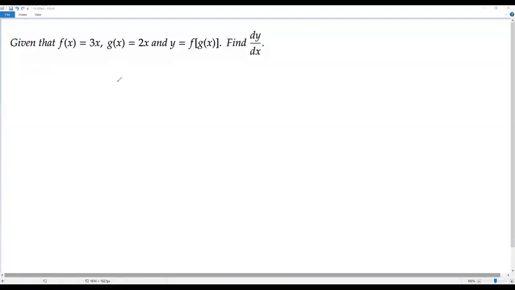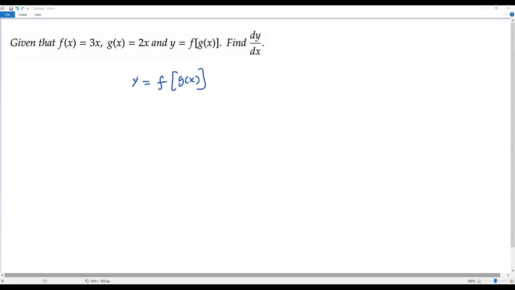Here we have a problem on derivative. Okay, let's go through the information. Given that f of x equals 3x, g of x equals 2x, and y equals f of g of x, find dy over dx. So there is a function given over here that is y equals f of g of x. Actually, this is a composition of two functions f and g, and so we have to find dy over dx. That is, we have to find the derivative of this function with respect to x.